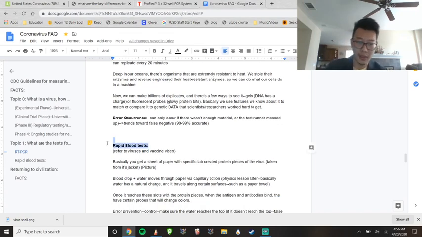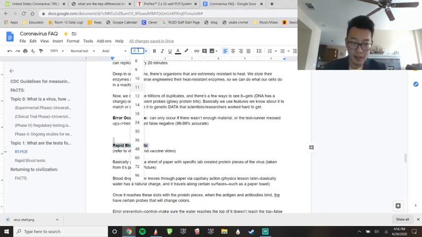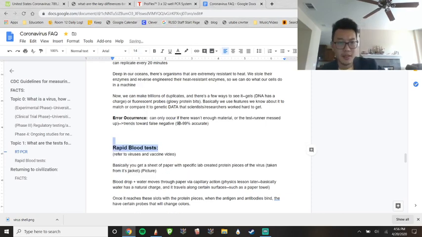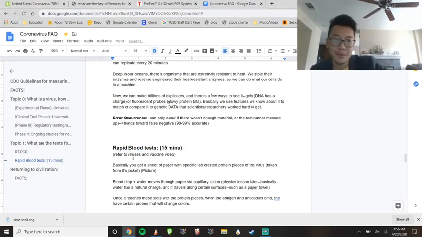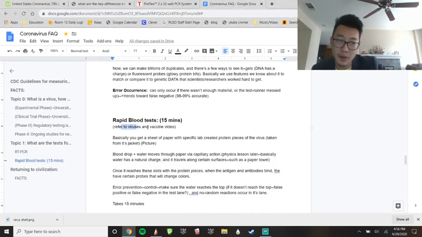The second test that we have is a lot quicker. It's probably about 15 minutes because it relies on something called capillary action. So first, refer to the viruses and vaccine video if you see words that are confusing. I'm going to try not to use anything that's too complicated. So basically, you get a sheet of paper. Scientist grabs a sheet of paper.